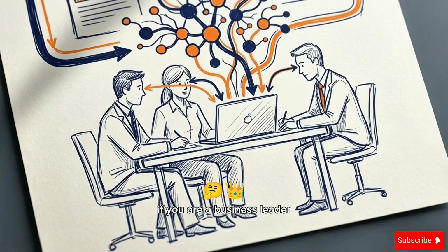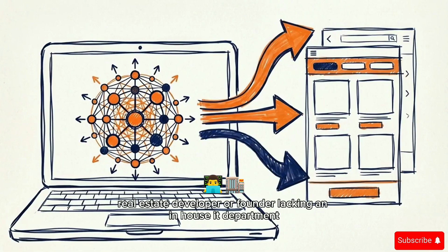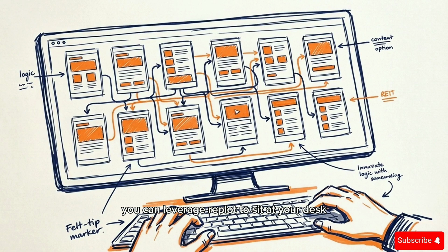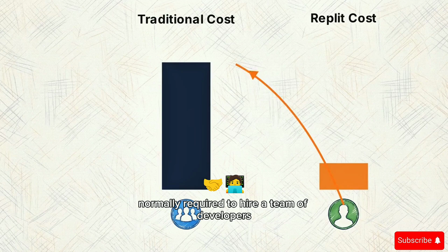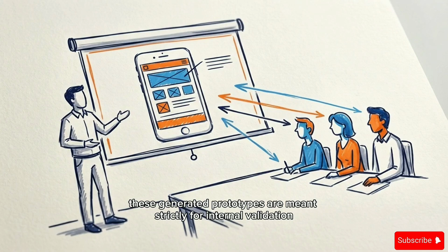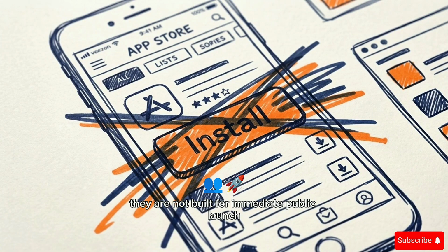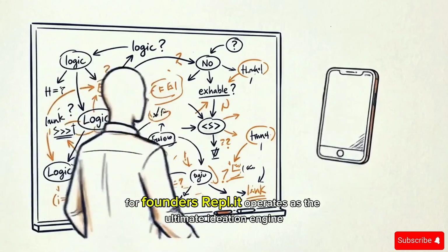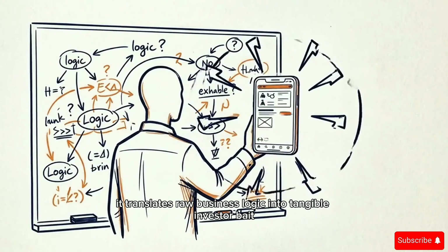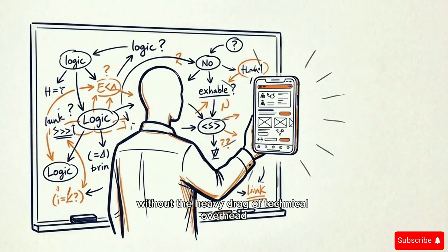If you are a business leader, real estate developer, or founder lacking an in-house IT department, this tool is built directly for you. You can leverage Replit to sit at your desk and generate dozens of functional, interactive prototypes in a single afternoon. This capability bypasses the massive upfront capital normally required to hire a team of developers just to test a concept. However, these generated prototypes are meant strictly for internal validation and pitching to investors. They are not built for immediate public launch. For founders, Replit operates as the ultimate ideation engine. It translates raw business logic into tangible investor bait without the heavy drag of technical overhead.